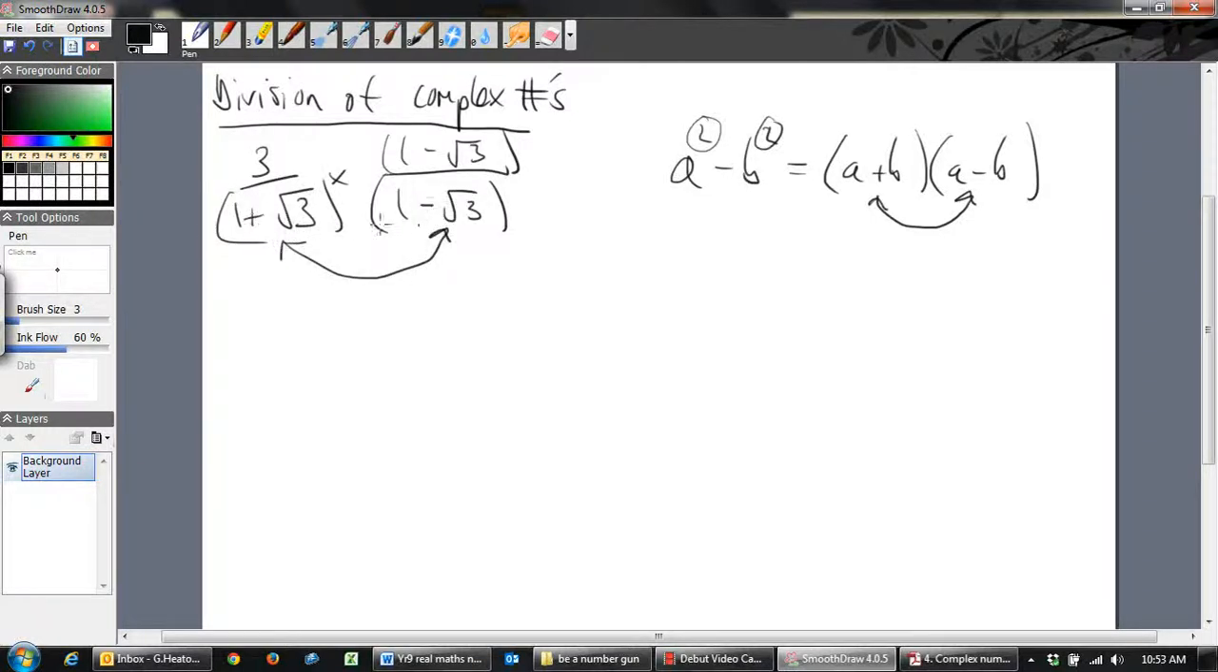Okay, we just change that plus to a minus or a minus to a plus, and what that does is you get a squared minus b squared, so you get 1 squared minus root 3 squared, and you end up with 1 minus 3, which is negative 2, and so that becomes rational. And basically with complex numbers we do the same thing.